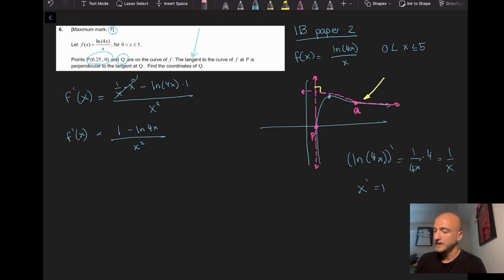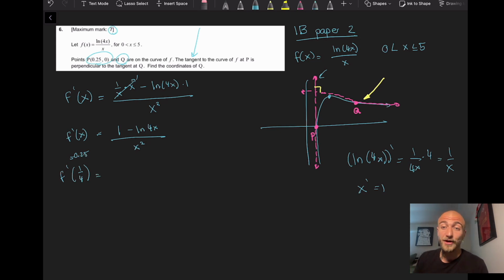Okay, now this is when stuff starts to get fun. We can figure out what the slope is of the line tangential to P by plugging in the value at which P occurs. So if we plug in the value of 1 over 4, or 0.25, I prefer working with fractions, but either way is fine.